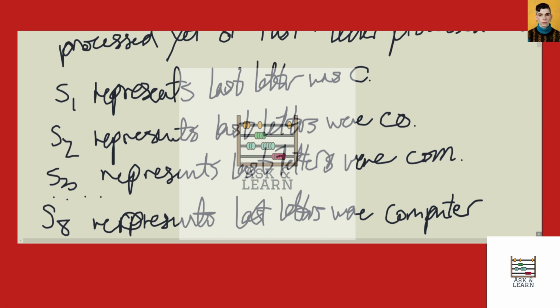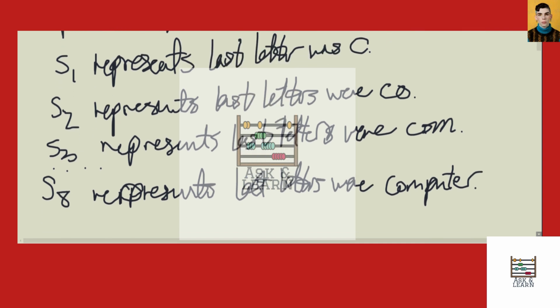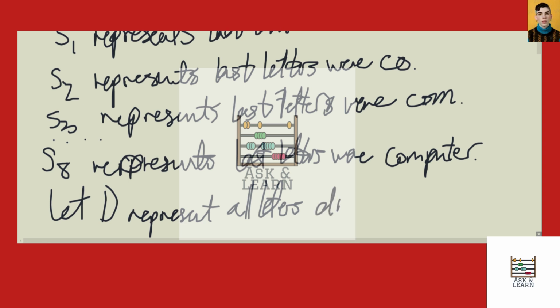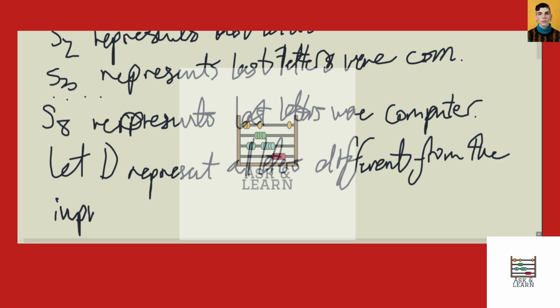Now, let D represent all letters different from the input letters to other states. So in other words, D is going to vary from state to state.